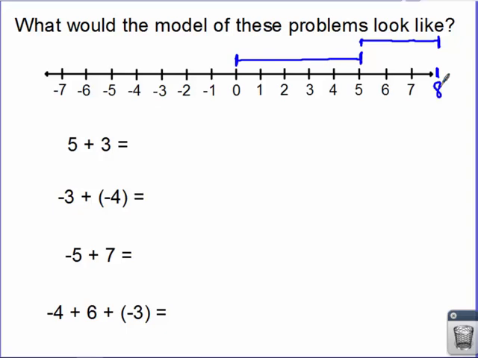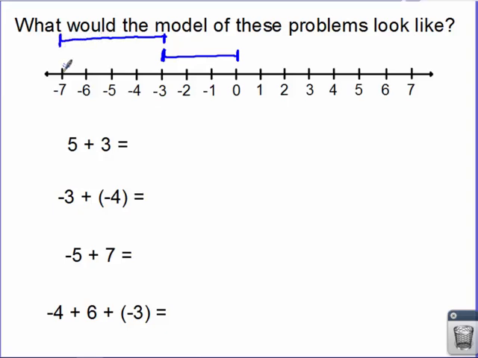and we still get the same value of 8. Now if we have a negative, well again we start at 0, and this says go -3. Well, that's left 3. So we go left 3, and then this says go left 4 more. 1, 2, 3, 4, and where did we end up at? We ended up at -7.